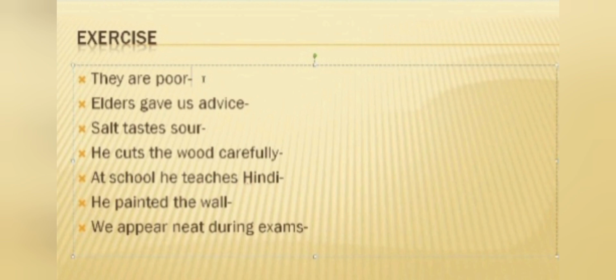The next sentence: He painted the wall. Here, he is the subject of the sentence. Painted is the verb of the sentence. The wall answers the question what. He painted what? So this is the object of the sentence. S, V, and O.